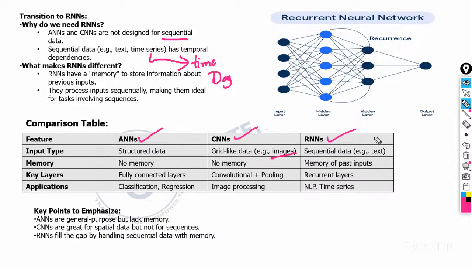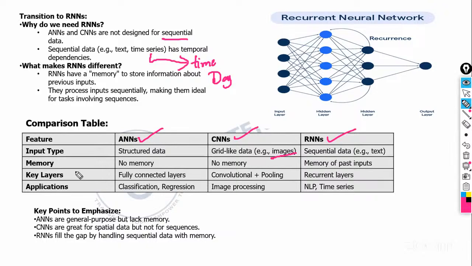Then, do we have memory as a feature in these networks? In ANN, no memory. In CNN also, there is no memory, but RNNs, yes. They have a memory component which helps RNNs store the past inputs. Whatever previous inputs we pass as part of the training journey, RNN is going to store all the information regarding the inputs.